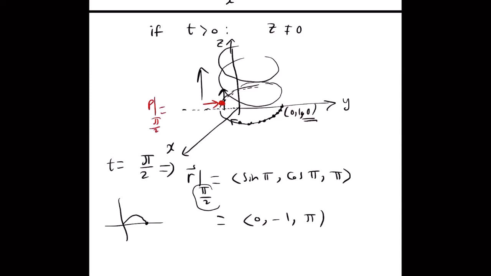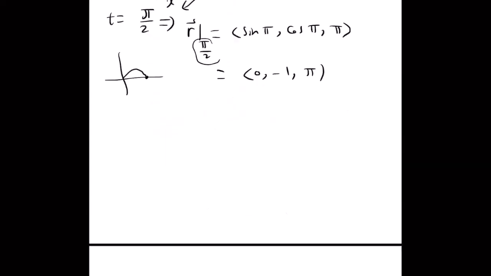How to substitute for t equals pi over 2 to get 0, -1, and pi over 2. So we go from the initial point up to this point and continue. This is the way. Okay, thank you. Got it? Yes. Welcome. Any other question?